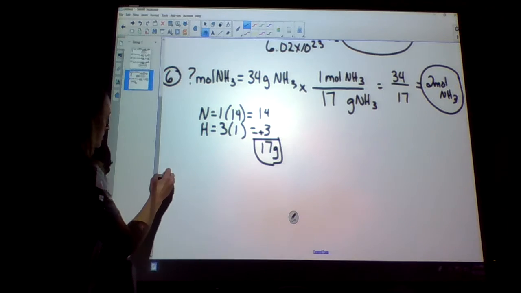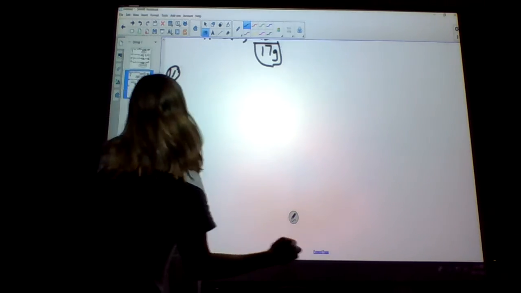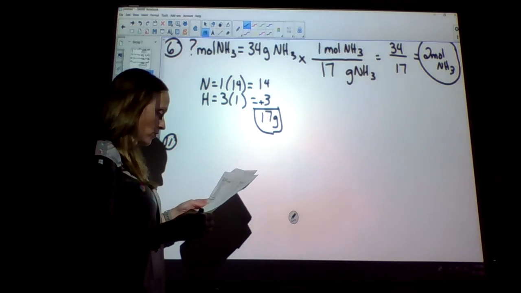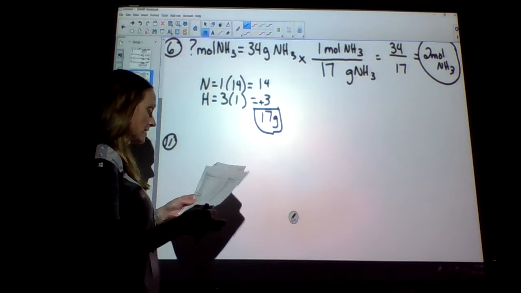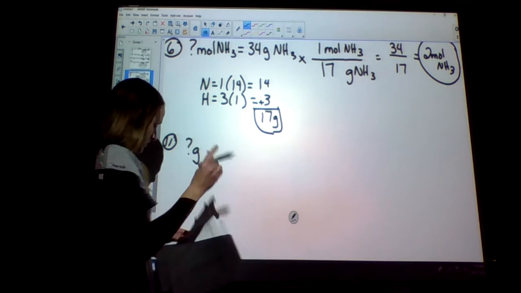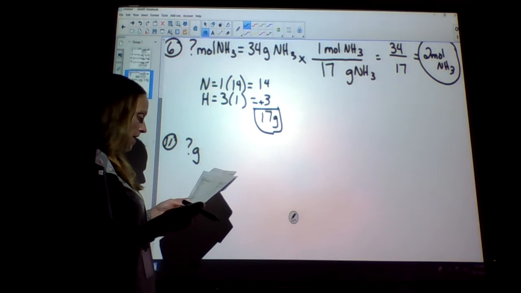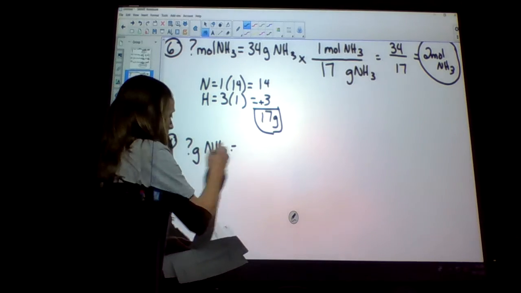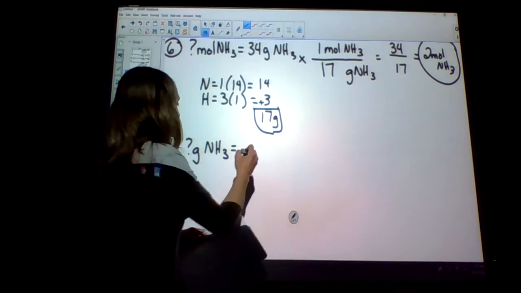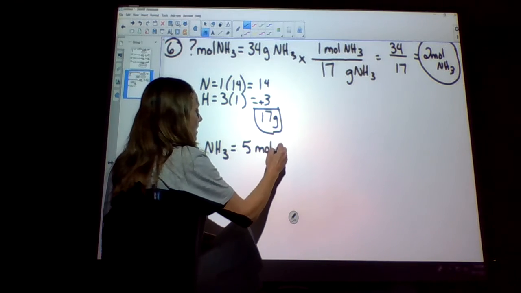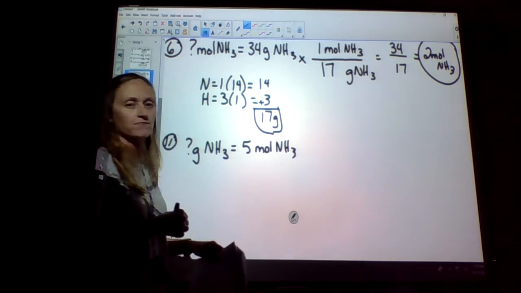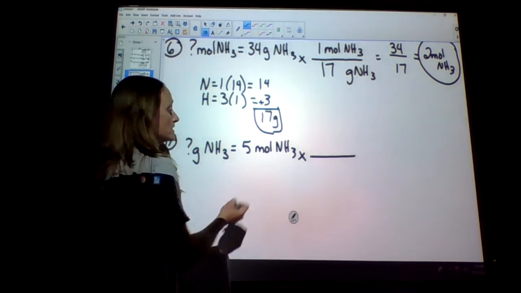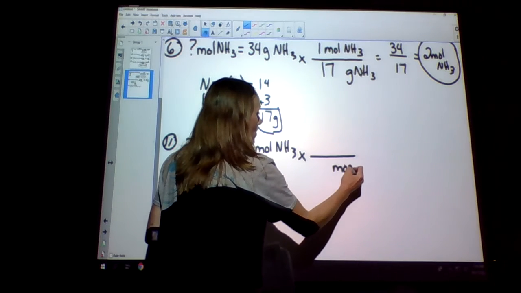Number 11. This time we're going to find mass. It says convert to mass, so we're going to put question mark grams. And specifically, we're working again with NH3. What do we know about NH3? Well, we're given 5.0 moles of NH3. And I'm just going to put the 5. We don't have to worry about 5.0. Okay, if we want our number of moles to cancel, that will go in the bottom of our equality.